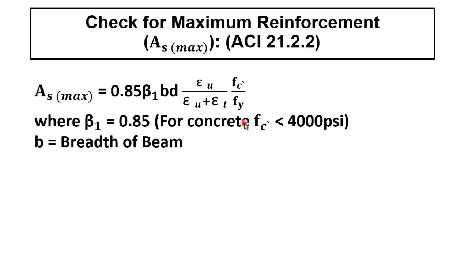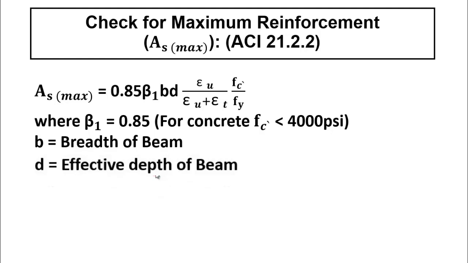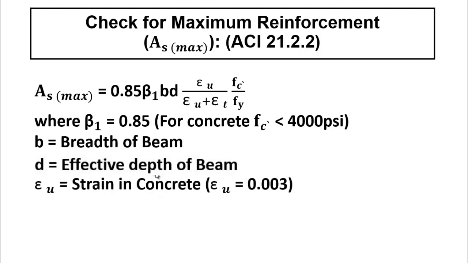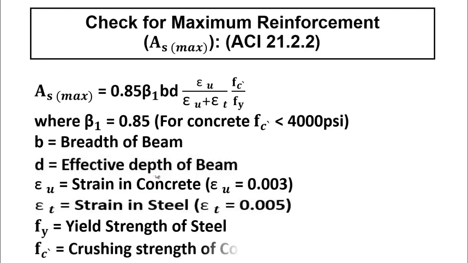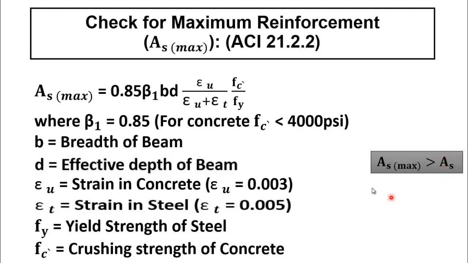B is the breadth of the beam. D is the effective depth of the beam. Epsilon U is the maximum allowable strain in concrete and its value is 0.003. Epsilon T is the strain in steel and its value is 0.005. Fy is the yield strength of steel and Fc prime is the crushing or ultimate strength of concrete. You have to provide area of steel AS less than the maximum area of steel to make sure that the design is ductile, not a brittle one.